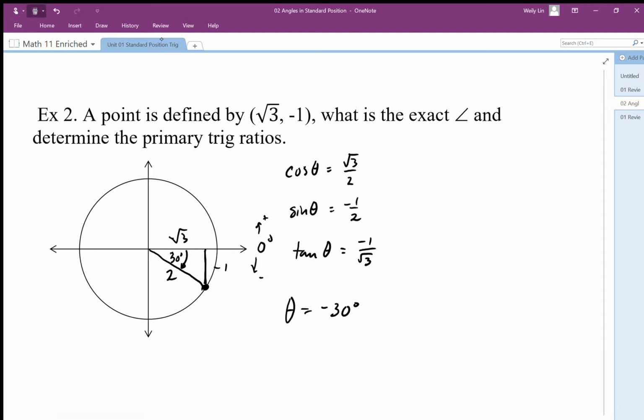Now I could describe the exact same angle going around in the positive direction, and theta could also be described as 330 degrees in the positive. And these two angles are the same position, so they are called coterminal angles.